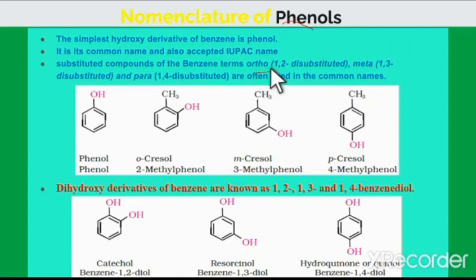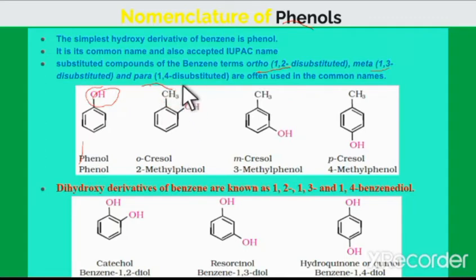Whereas for any substituents that are present, if the substituents are at the 1 and 2 positions, that is 1,2 disubstituted, we take ortho; 1 and 3 disubstituted, we take meta; and 1 and 4 disubstituted, we take para. These are the prefix names we need to use. In the case of phenol, if you see only one hydroxy group on the benzene ring, both the common name and the IUPAC name is phenol.